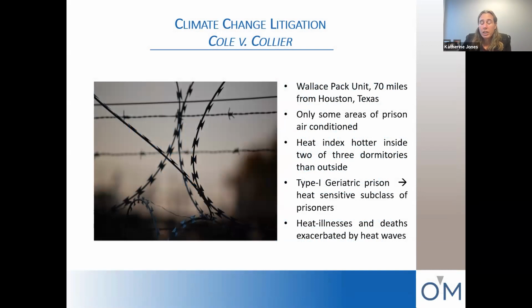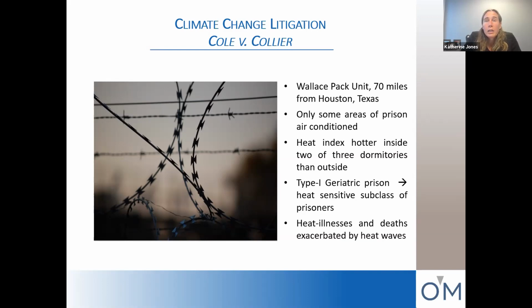Another climate change case that I think is interesting from the perspective of design professionals is Cole versus Collier. So in Cole versus Collier, there is again a prison that is built. I think the takeaway here for everyone is not to take any engagements with prisons, but aside from that, there was a prison that was built in Houston, Texas, or I guess 70 miles from Houston, Texas.